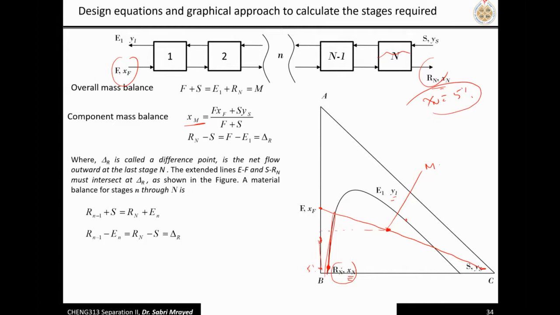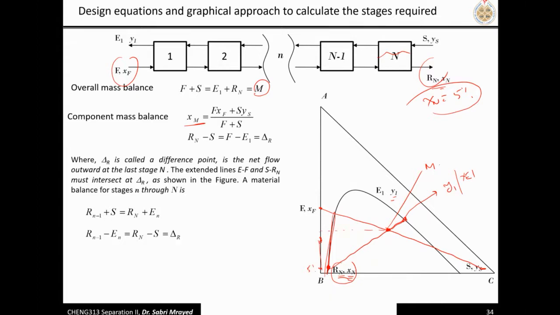Now I know Rn, it also should satisfy the endpoint, so it must pass through this point. So what I do, I go through this one and I extend it to get y1, or call it, if you want to call it, xe1. Okay, is this clear?